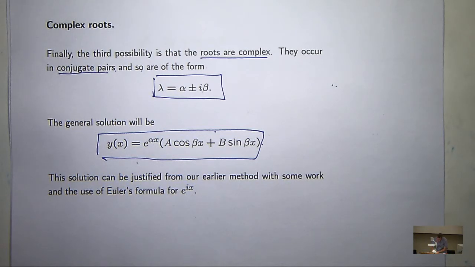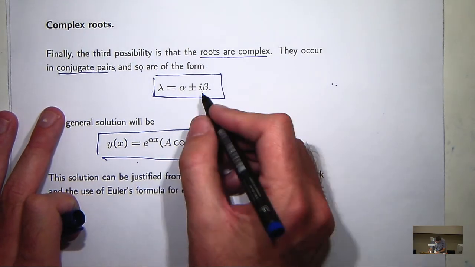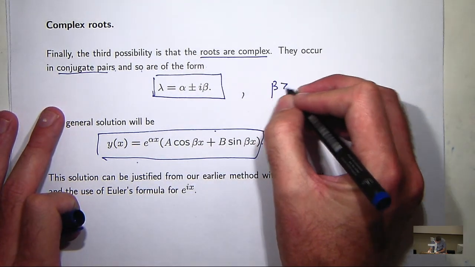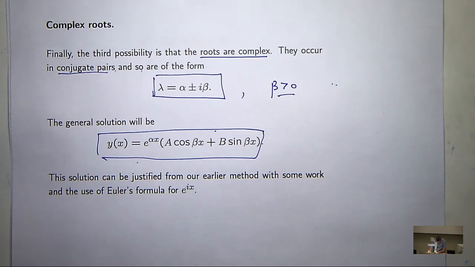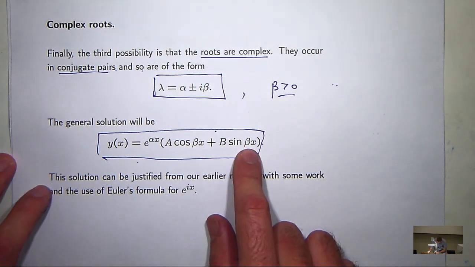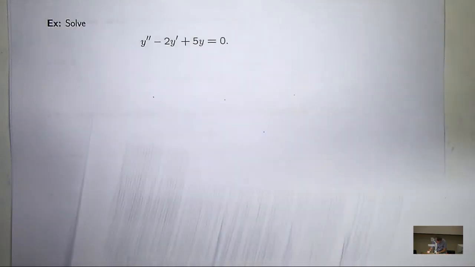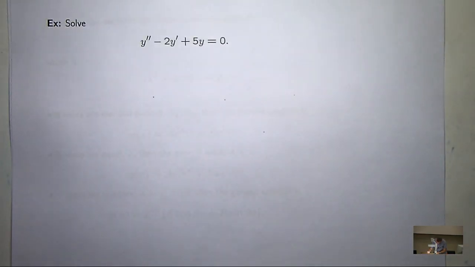Now here, the beta is positive. Okay? The beta is positive. So these betas in here will always be positive. The alpha could be positive or negative, or zero, we don't know. So let me give you an example of this one.